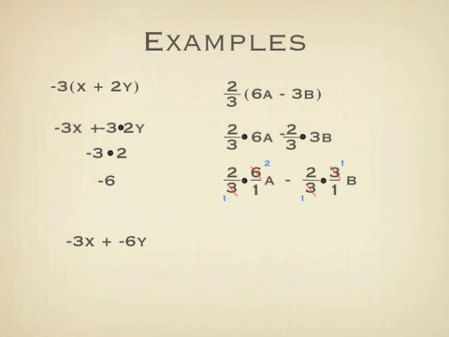So now I just multiply my numerators. 2 times 2 gives me 4, and since it's over 1, that's just 4. So I have 4a minus, then I have 2 times 1, which is 2, and again it's over 1, so I just leave it as 2. So I have 4a minus a 2b.